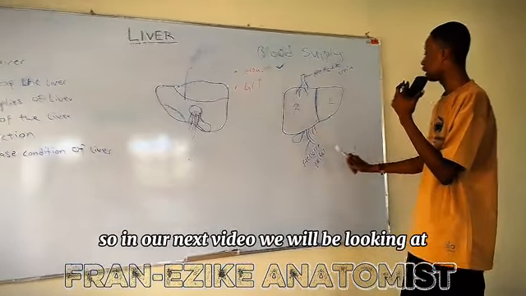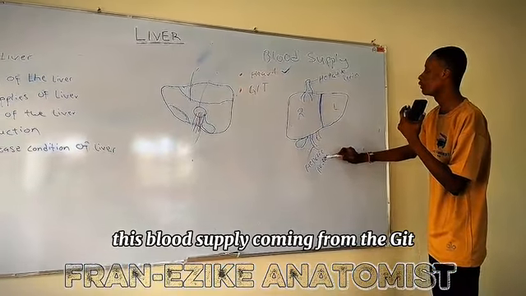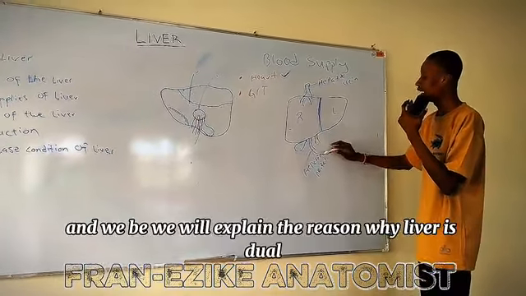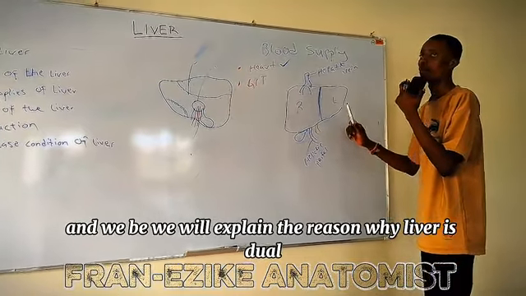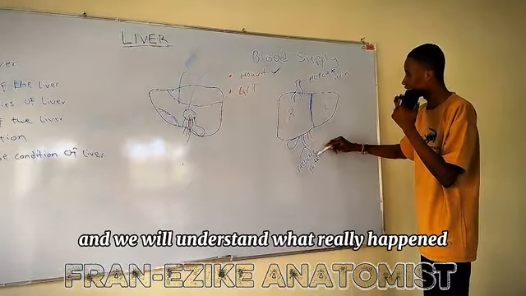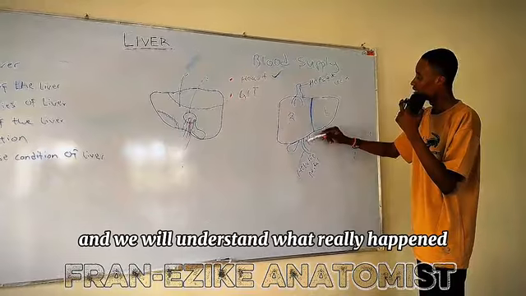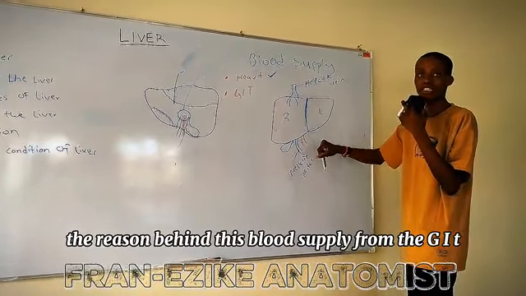So in our next video, we will be looking at this blood supply coming from the GIT, and we will explain the reason why the liver has a dual blood supply, and we will understand what really happens, the reason behind this blood supply from the GIT.